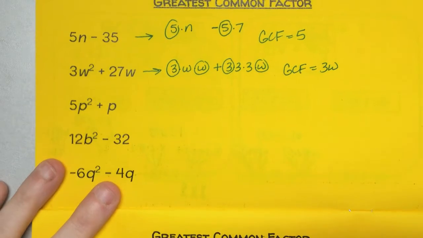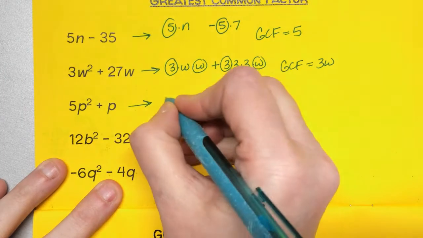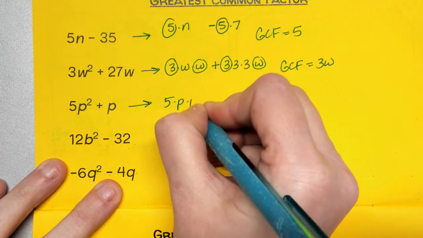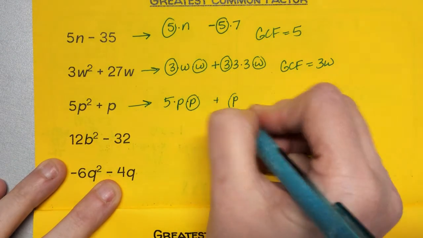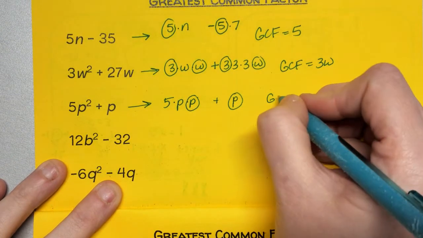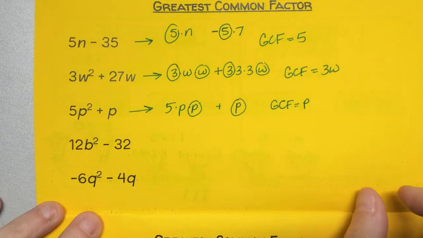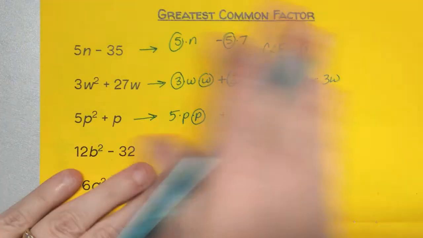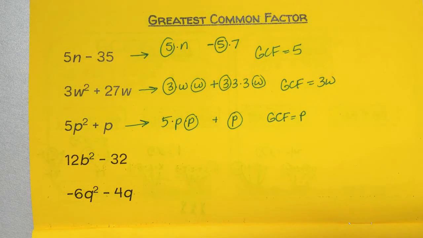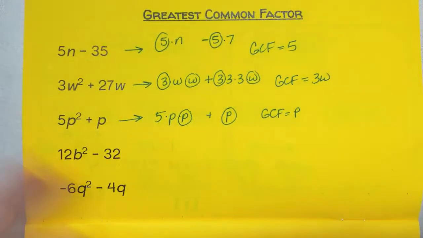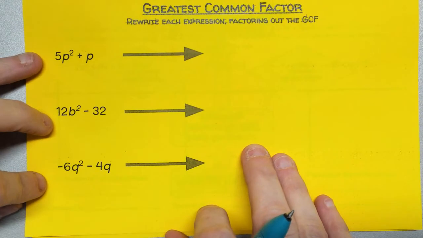Okay, y'all try this one. So for this one, I have 5 times P plus P. What do they have in common? P. The GCF is P. Okay, we'll save these two to do tomorrow. Again, all we're doing is almost like the top part of division right here.